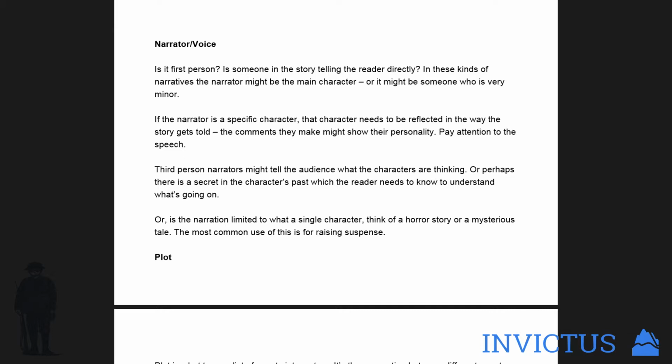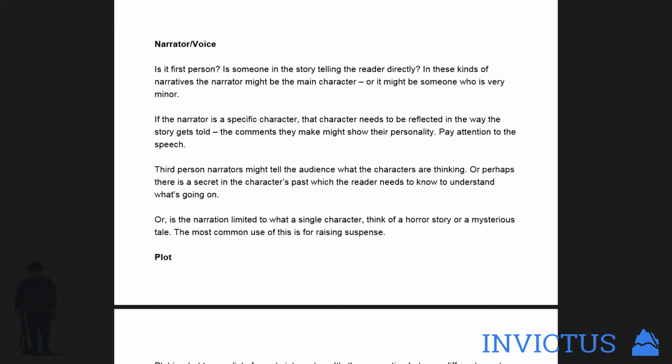So, first person, so the character could be telling the story directly. So for example, Jim wakes up and just says that, like, today I woke up. It's like writing a diary and expressing one's own thoughts or feelings. Think about it that way.